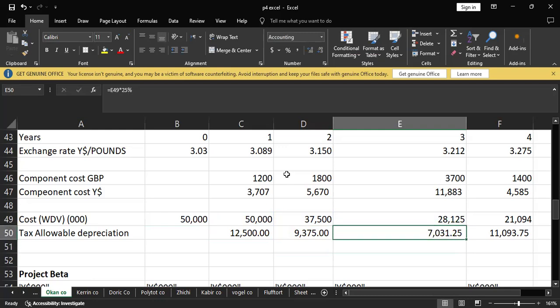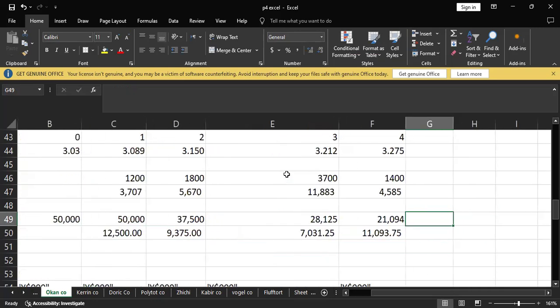Now in the last year, what is going to happen? At the end of the last year, the written down value was coming as 21094. And the examiner told you what will be the realizable value. Guys, what was the realizable value?